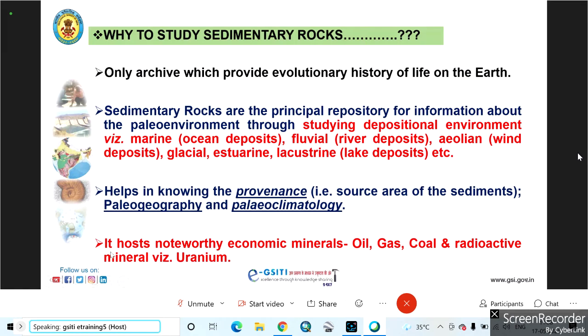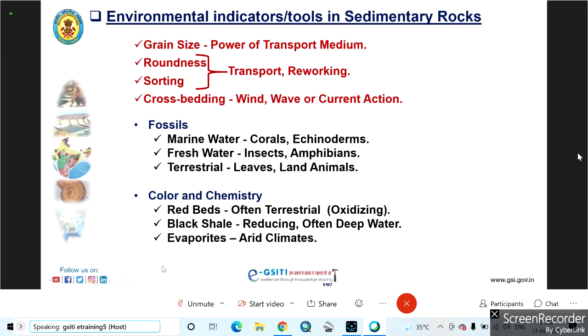And last, it hosts noteworthy economic minerals, for example, oil, gas, coal, and radioactive minerals, that is uranium. These are the different environmental tools in the sedimentary rocks which are helpful to determine the paleo-depositional environment.